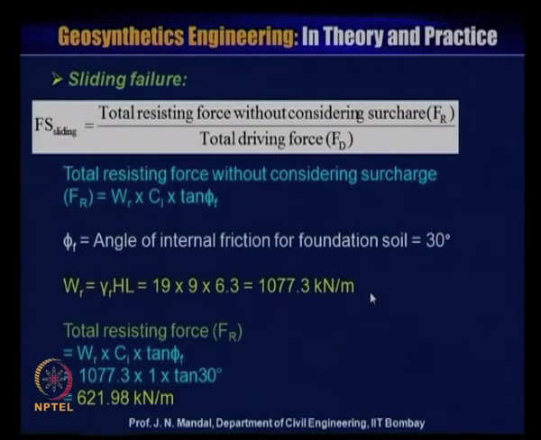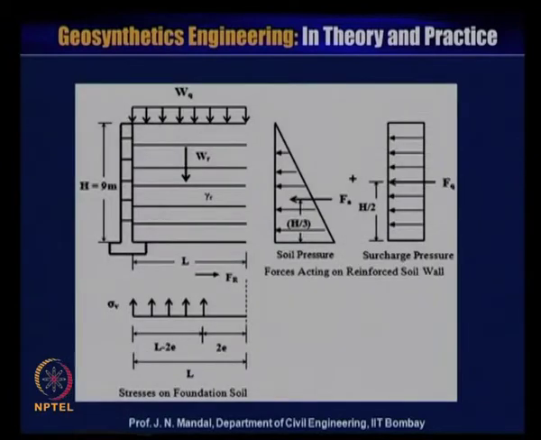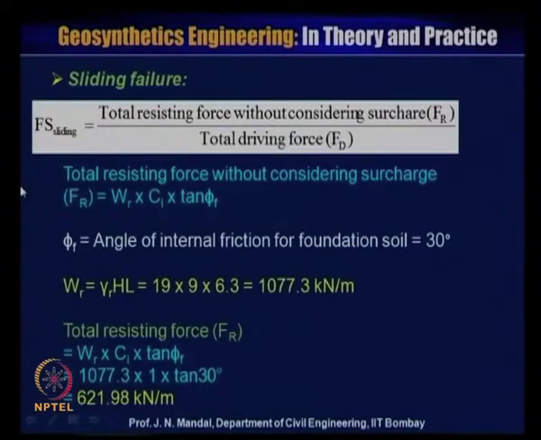So we have to check the factor of safety against sliding. If this wall fails due to sliding, you can see that the wall may move and you are resisting with the force. So there is a possibility of failure by sliding. So factor of safety against sliding means the ratio of total resisting force without considering the surcharge, divided by total driving force FD. Total resisting force without considering the surcharge, Fr, is equal to WR Ci into tan phi R.